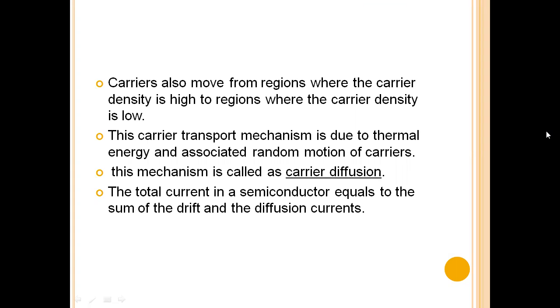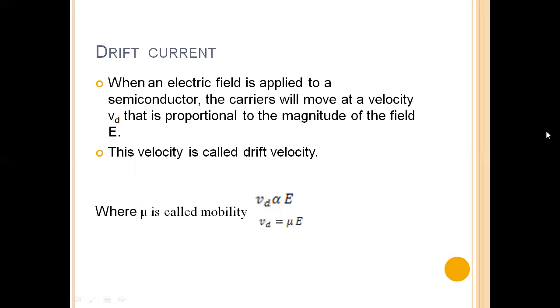In semiconductors, the total current is due to the sum of drift and diffusion currents, both due to the motion of carriers: the motion of carriers due to applied voltage, and the motion of carriers due to gradients of concentration of carriers. First of all, let us calculate the drift current caused by the application of an electric field E.